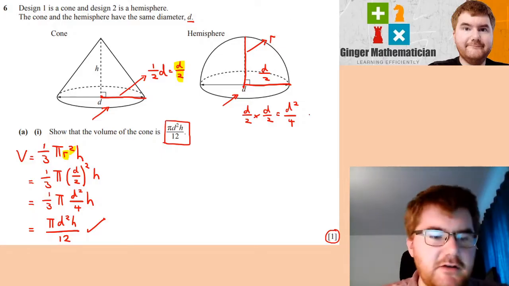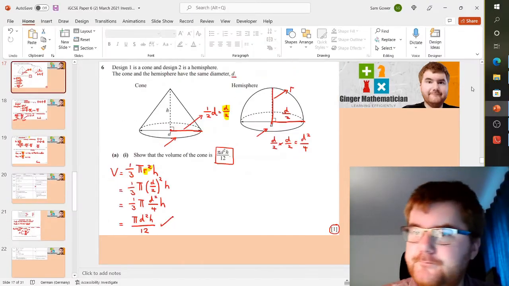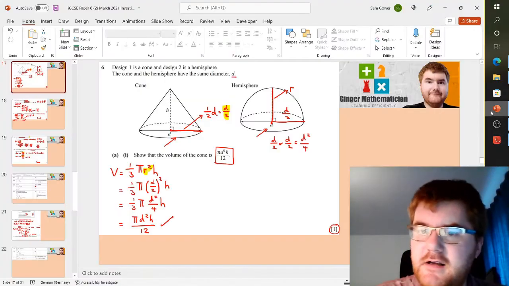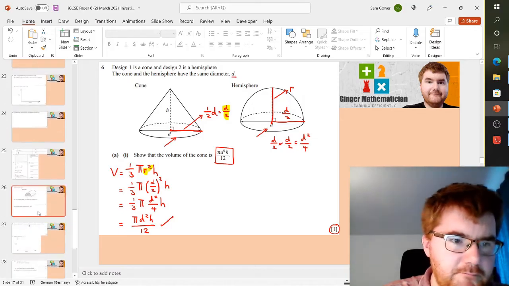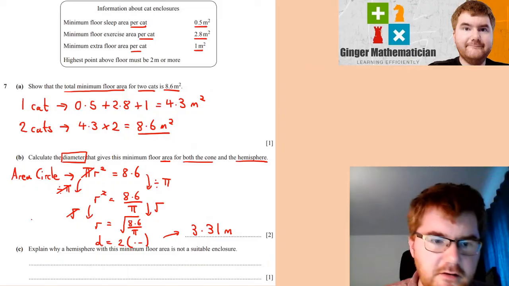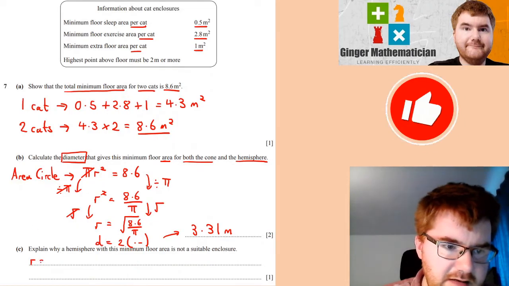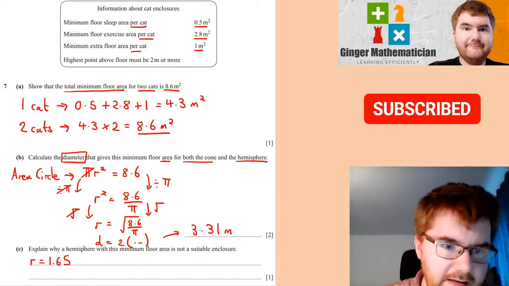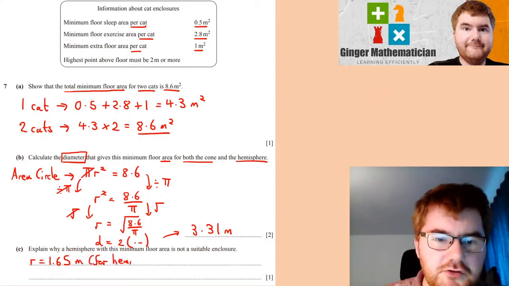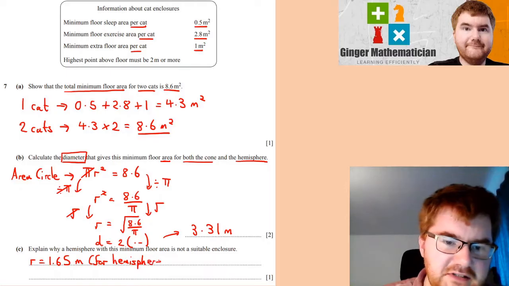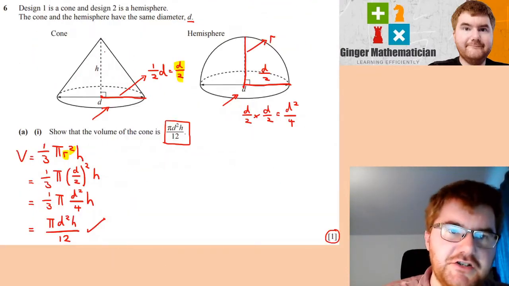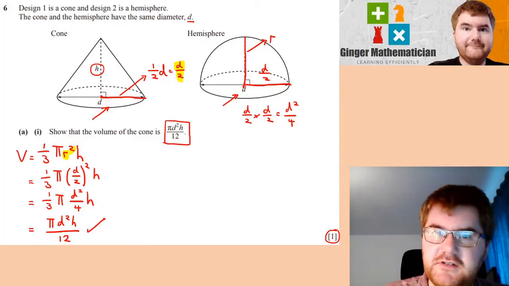So if I go back to my graphical calculator, you'll remember the radius was equal to 1.65. So if I go back to what we're just looking at here, the radius is equal to 1.65 meters for the hemisphere. Now notice this is not true for the cone, because that was a different variable. It wasn't the r part here. That was equal to h.